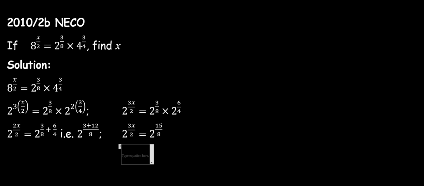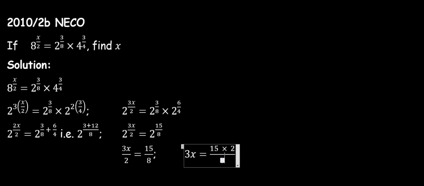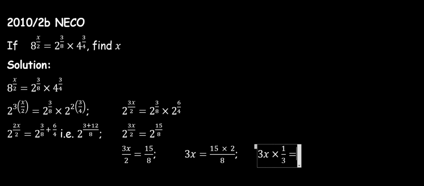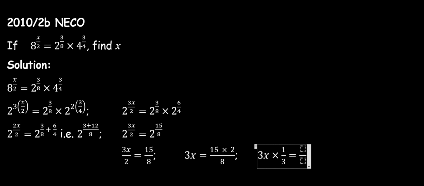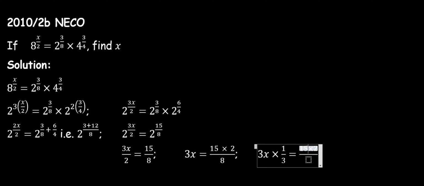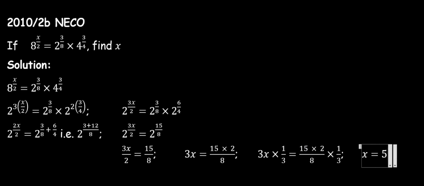We now have 3x over 2 equal to 15 over 8. We are equating powers. Then we now have 3x equal to 15 times 2 over 8. Multiplying both sides by 1 over 3 to make x the subject of the formula, we now have 3x times 1 over 3 equal to 15 times 2 over 8 times 1 over 3. x will be equal to 5 over 4.